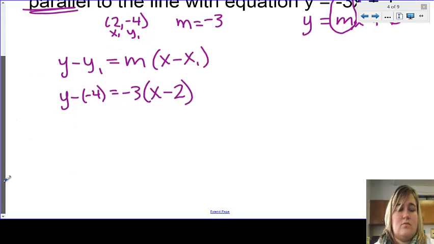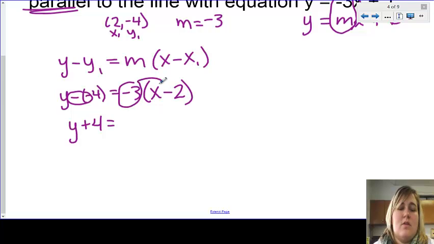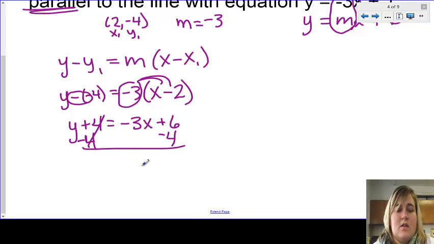Okay. At this point I can simplify, so I'm going to say that double negatives gives me a positive, so I have y plus 4 equals, this -3 has to be distributed, so I have -3x, -3 times -2 is plus 6. To get y by itself, I'm going to subtract 4 from both sides, so I get y equals -3x, 6 minus 4 is plus 2.